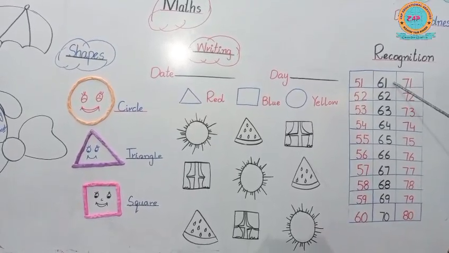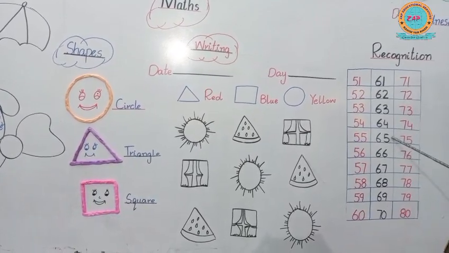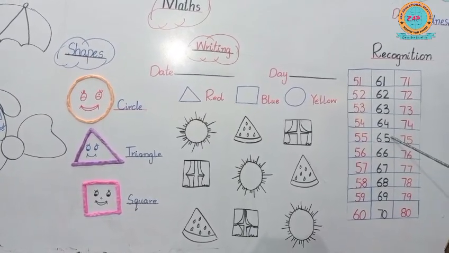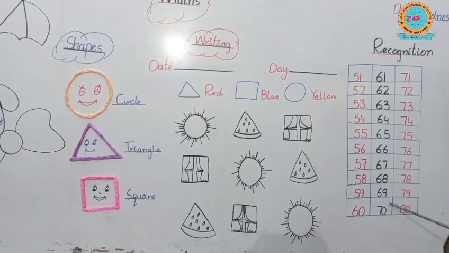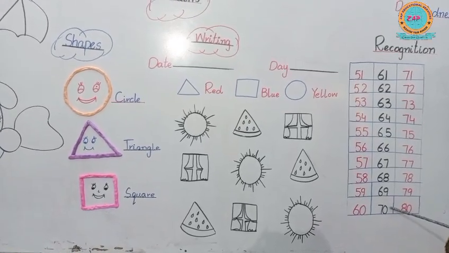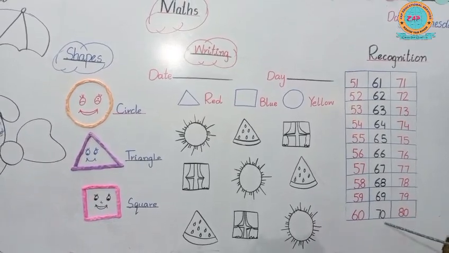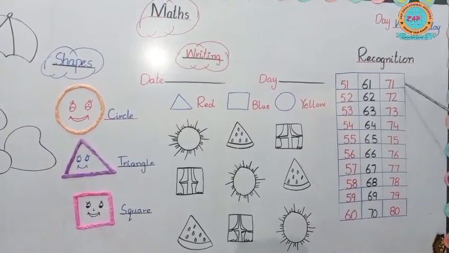61. This, which number is this? 65. And which number is this? 70. After 70, which number will come?